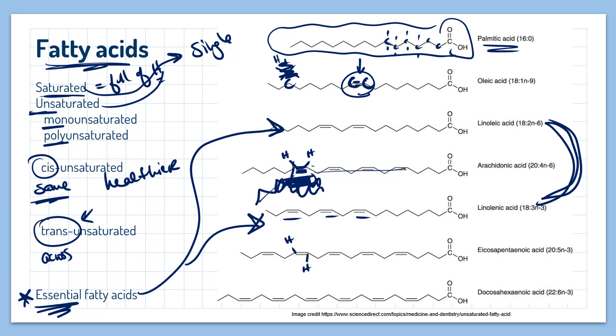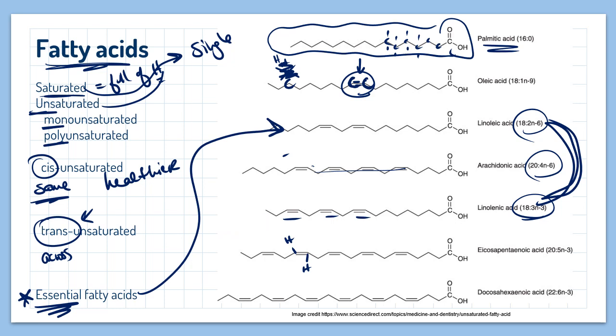You might be looking at these numbers here and wondering what they mean. They're just telling us how many carbons there are in the hydrocarbon chain, and where those double bonds are in the chain. And sometimes when we buy our omega-3, omega-6, omega-9 supplements, we're talking about where those double bonds are.